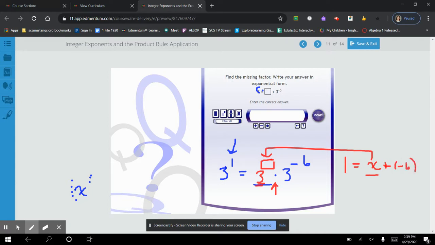So I want to know what x is, because I already know it's going to be a 3 there because the bases are the same. So I'm going to add the 6 to both sides, and then x is going to be equal to 7. So 3 to the 7th is what I would put in that answer box there. Okay, so looking at another one like that one.